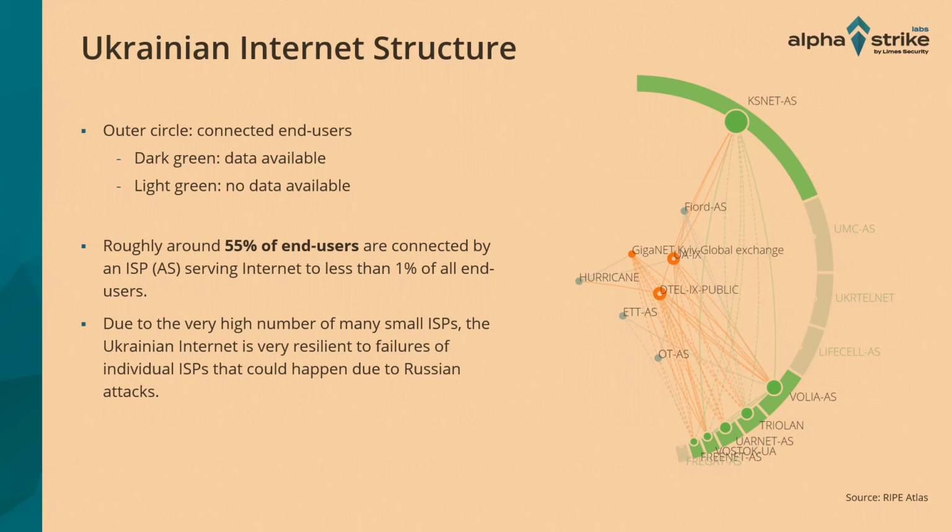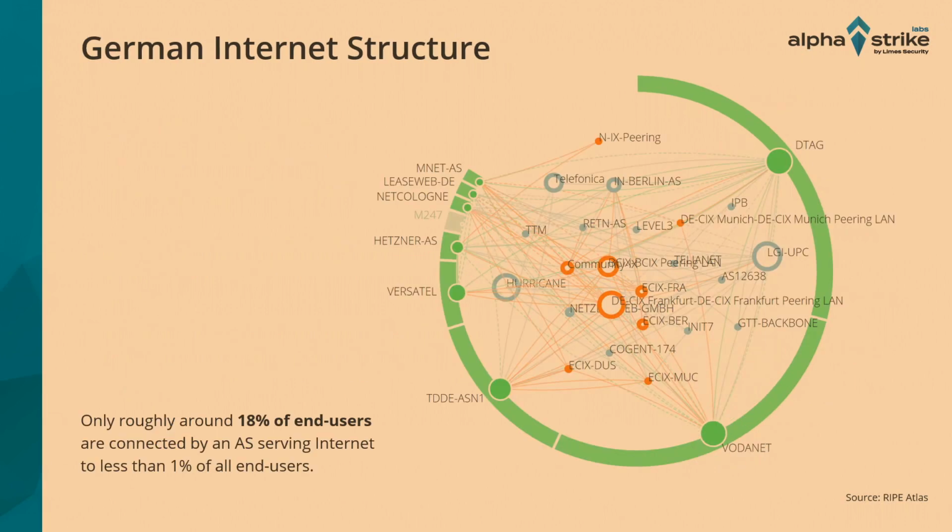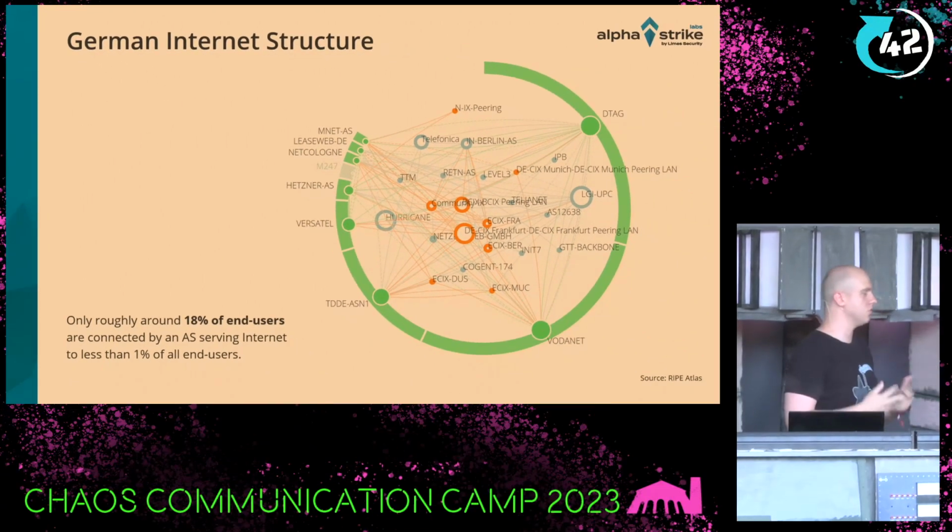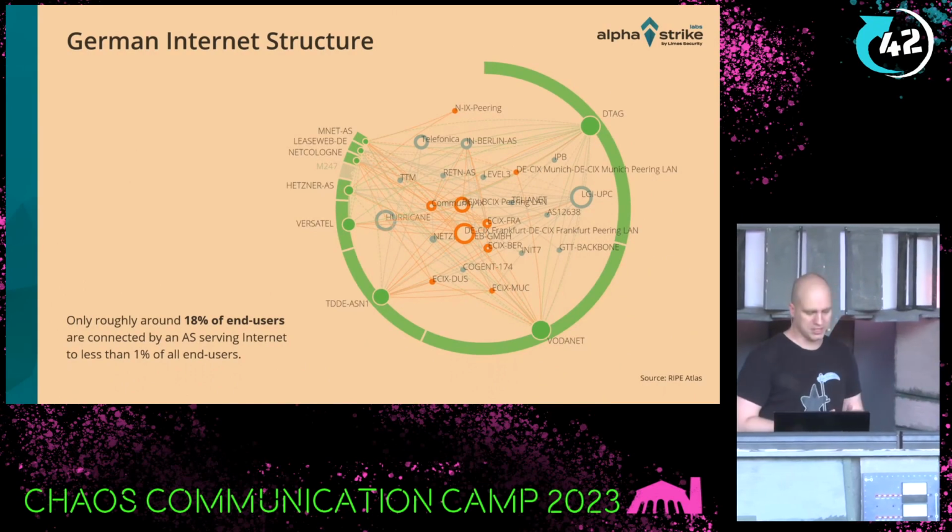When you compare it to Germany, on the next slide, we can see that in Germany only 18% of end users are managed by very small ISPs, less than 1%. So in Ukraine we have much more diversity in terms of small ISPs. They are each connected to each other, and when one ISP has no power or falls out, the traffic can be routed through another ISP, and this makes it much more resilient.